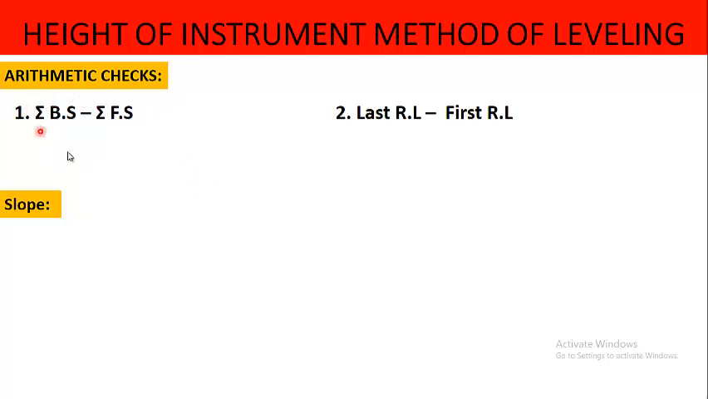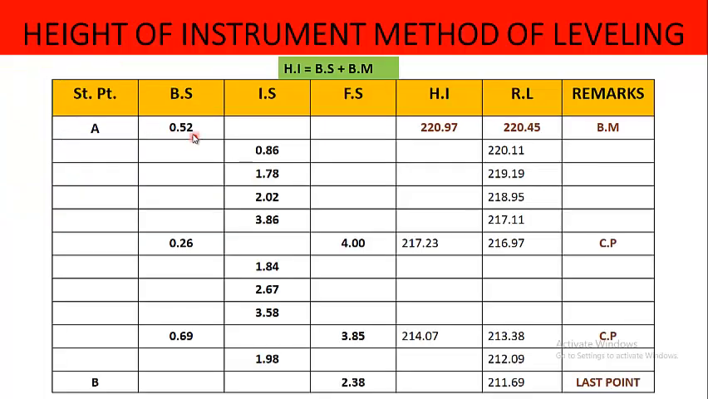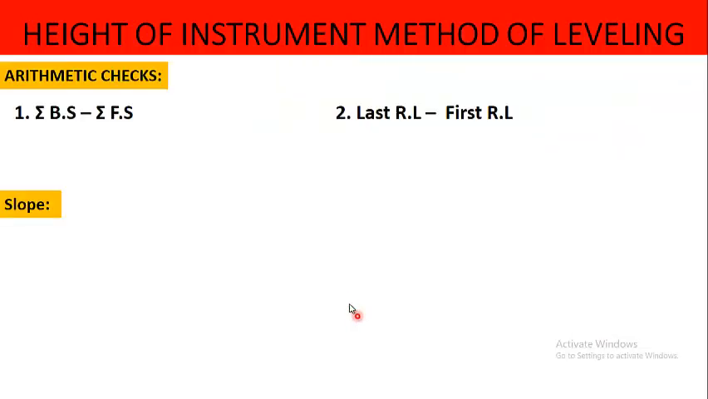Number one is summation of backsight minus summation of foresight. If we look into this table, there are 3 readings in backsight and 3 readings in foresight. Sum of all these 3 values and sum of all these 3 values in foresight, we will write it here. It comes out to be summation of backsight is 1.47 minus summation of foresight is 10.23.